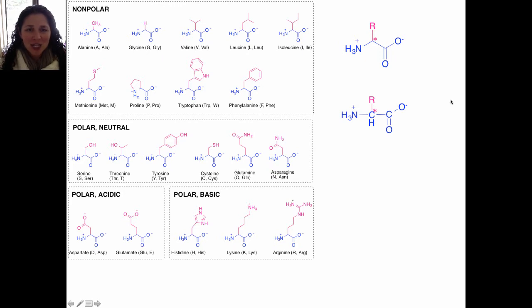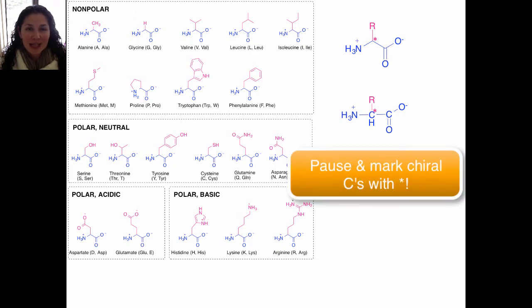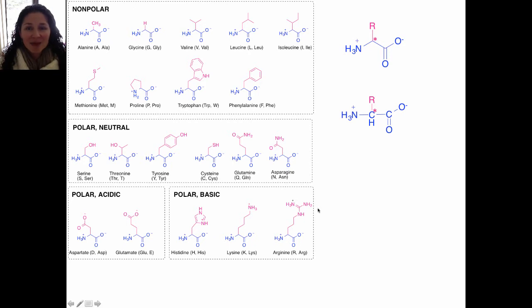Take some time now to label the chiral alpha carbons in all of the amino acids. Only label it chiral though with an asterisk if it's actually chiral. Pause the video now and try to label all of these chiral carbons. Okay, now I'm going to label all of the chiral alpha carbons with an asterisk. All of the amino acids except for one have a chiral alpha carbon.